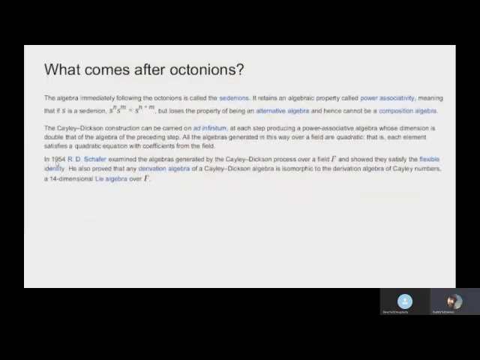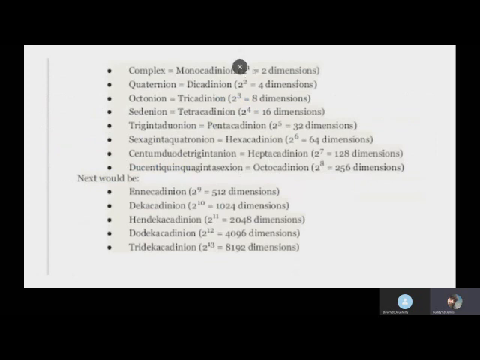Okay, I'll read this. In 1954, Schafer examined the algebras generated by the Cayley-Dickson process over a field and showed they satisfy the flexible identity. He also proved that the derivation algebra of the Cayley-Dickson algebra is isomorphic to the derivation algebra of the Cayley numbers, a 14-dimensional Lie algebra over F.